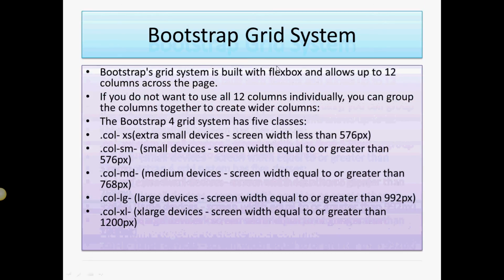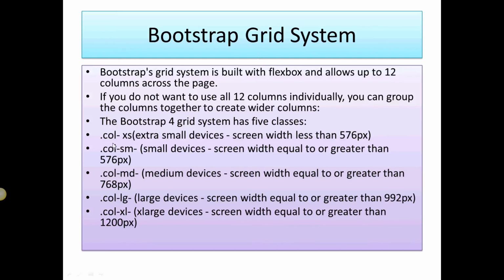Now, Bootstrap is basically a grid system. So your screen is divided into 12 columns. Based upon your requirement, if you want to divide your screen into two equal columns, you can say 6, 6. If you want 3, 3, 3, 3, you have to create 4 columns. So based upon that, you can create.